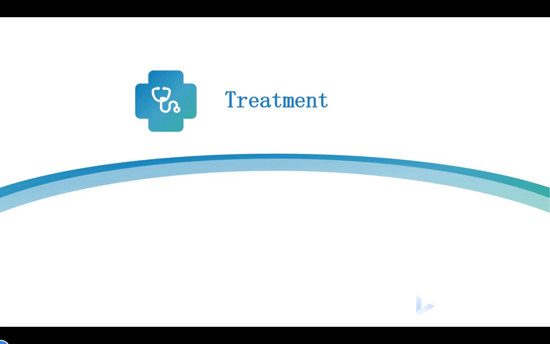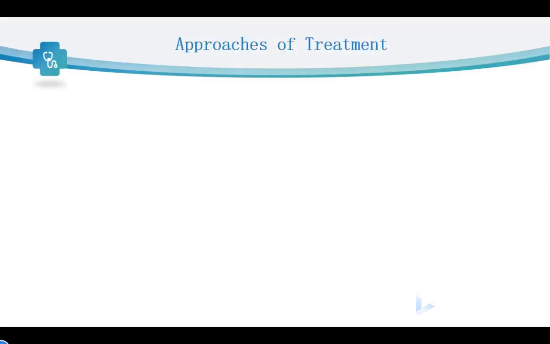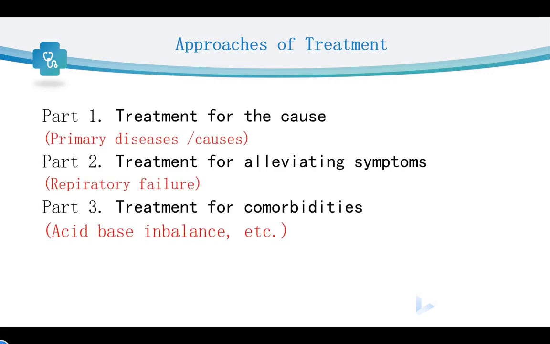Now, let's move to the treatment. The approaches of the treatment for the patients with respiratory failure is the same to other disease we just talked about before. There are also 3 parts. Part 1, treatment for the cause. That is the treatment for the primary disease of the respiratory failure. Part 2, treatment for the symptoms. That is the treatment for the respiratory failure. Part 3, treatment for the comorbidities.